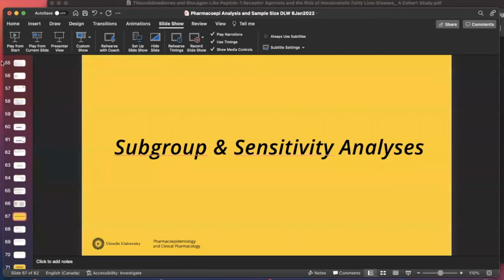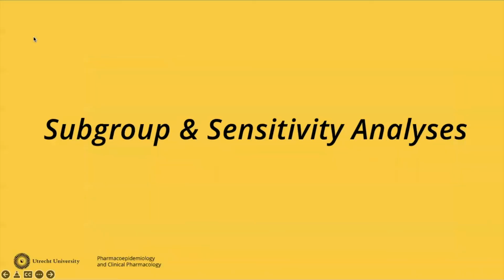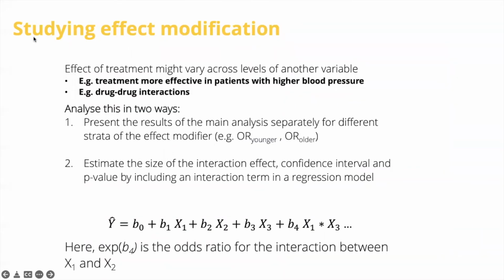So just a quick last few slides here on subgroup and sensitivity analyses. Sometimes when we're looking at the effect of a medication in a particular population, it could be that the effect of this particular medication might differ between different subgroups. And this is called effect measure modification or heterogeneous treatment effects. So, for example, maybe a diabetes medication might be more effective in people with high blood pressure compared to people with lower blood pressure, stuff like that.